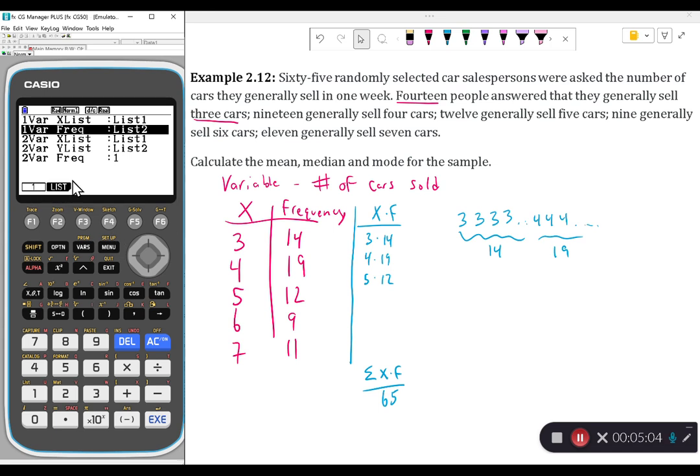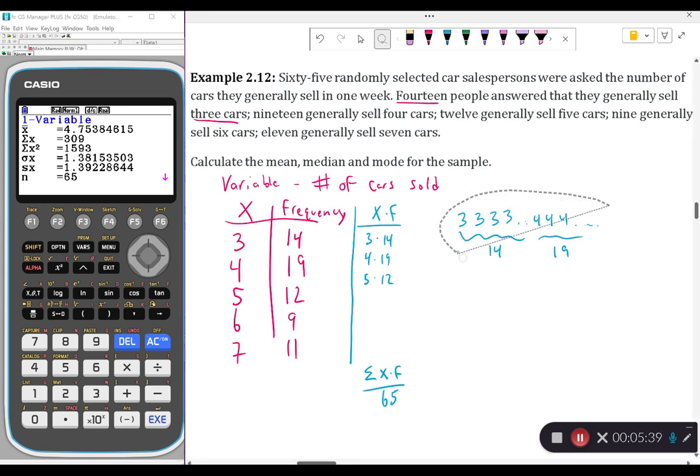Now, there are two different options when you go to the frequency, one variable frequency value. There is either the number 1, which is the way it's set from the factory if you haven't used it before, or we could tell it which list is the frequency list. Now, we put our frequency values into list 2, so we're going to tell the calculator to use list 2. From here, we will hit the exit button once, and now we will click F1 to find the mean, median, and mode.